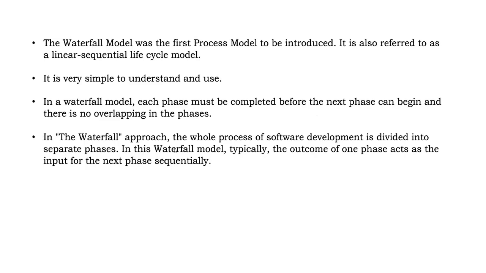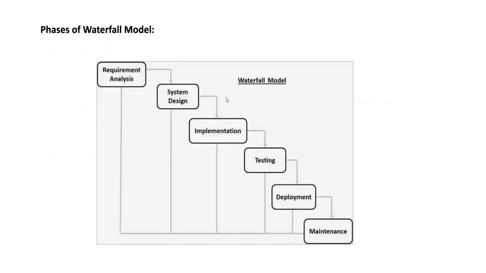In the waterfall approach, the whole process of software development is divided into separate phases. In the waterfall model, typically the outcome of one phase acts as the input for the next phase sequentially. Let's understand it. These are the different phases of the waterfall model: first is requirement analysis, system design, implementation, testing, deployment, and maintenance. So these are the different phases.